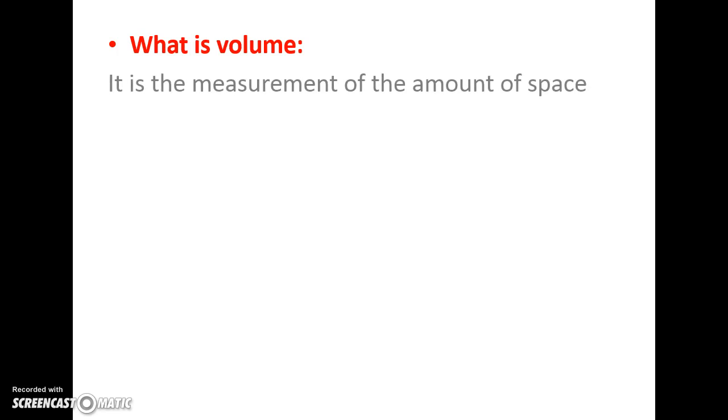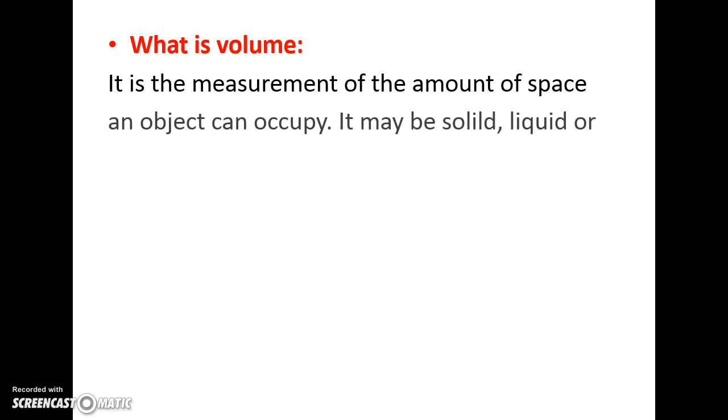Using your paper, follow the following information and write it down. So what is the volume? It is the measurement of the amount of space an object can occupy. It could be solid, liquid, or gas.